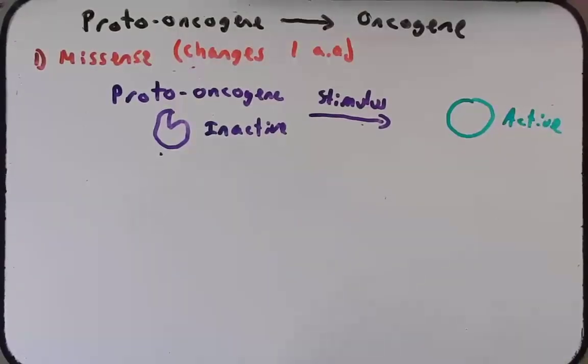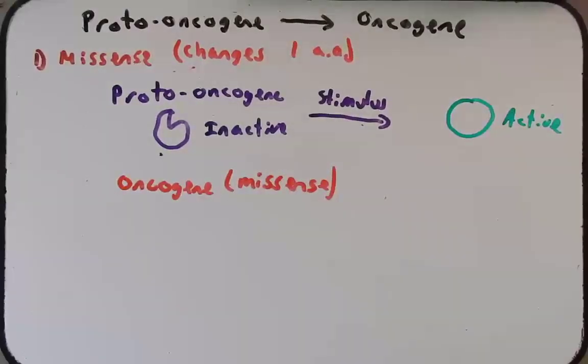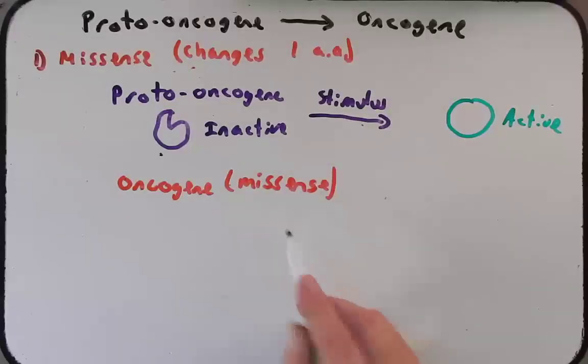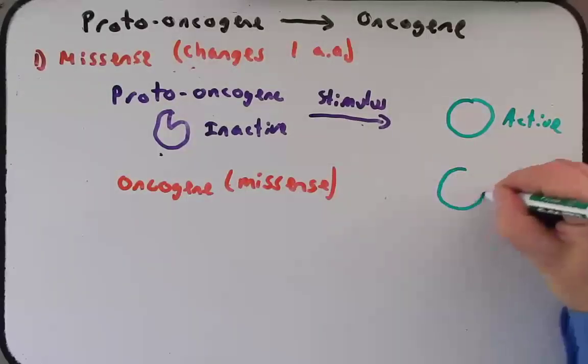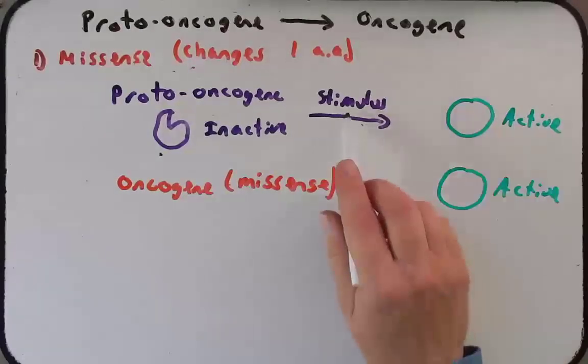So how is it we're going to go from a proto-oncogene to an oncogene simply by a missense mutation? It becomes an oncogene due to this missense mutation by changing just this one amino acid. What happens here is this mutation makes a protein that is always folded in the active form. So this protein is always active. It doesn't need the stimulus.